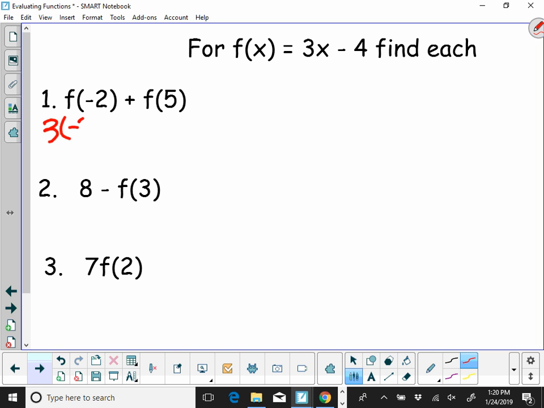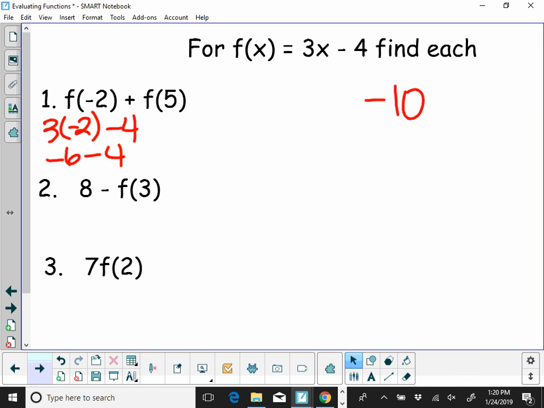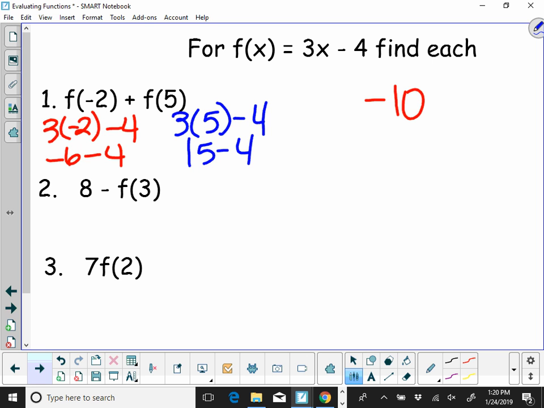So it's going to be 3 times negative 2 minus 4. What's 3 times negative 2? And negative 6 minus 4 is negative 10. Okay? Now we're going to go back and we're going to do F of 5. So 3 times 5 minus 4. That's going to be 11.